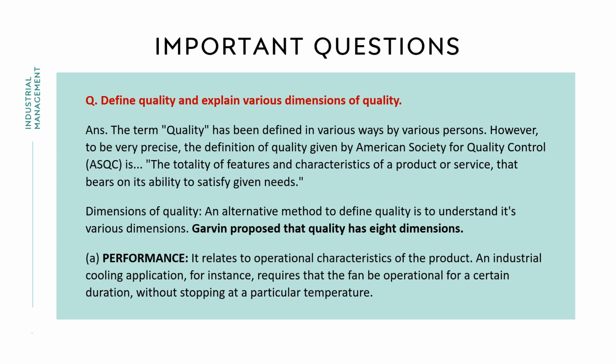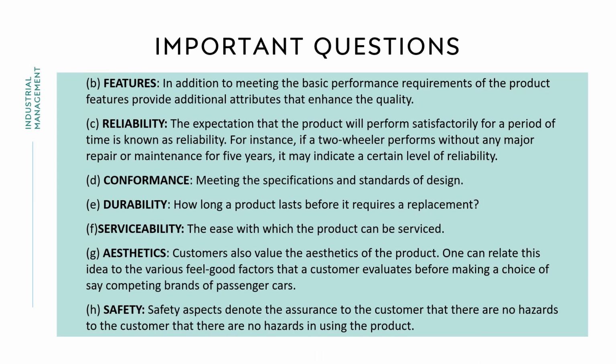A. Performance. It relates to operational characteristics of the product. An industrial cooling application, for instance, requires that the fan be operational for a certain duration, without stopping at a particular temperature. B. Features. In addition to meeting the basic performance requirements of the product, features provide additional attributes that enhance the quality. C. Reliability. The expectation that the product will perform satisfactorily for a period of time is known as reliability. For instance, if a two-wheeler performs without any major repair or maintenance for 5 years, it may indicate a certain level of reliability. D. Conformance. Meeting the specifications and standards of design.